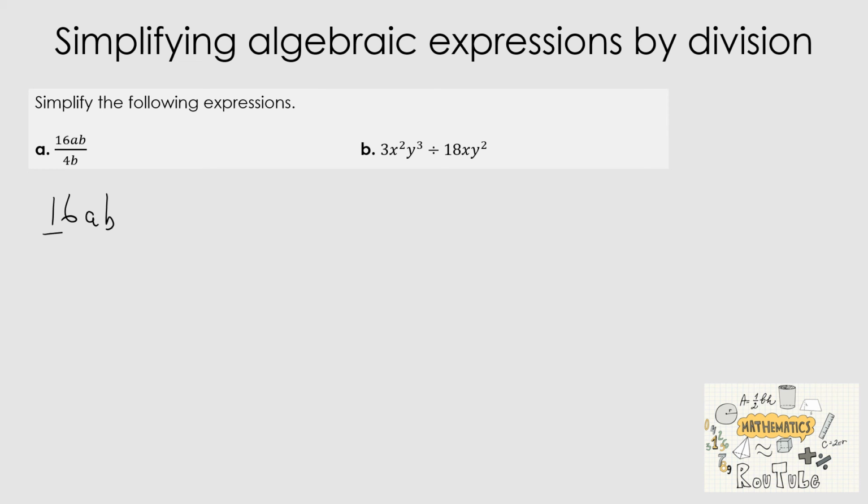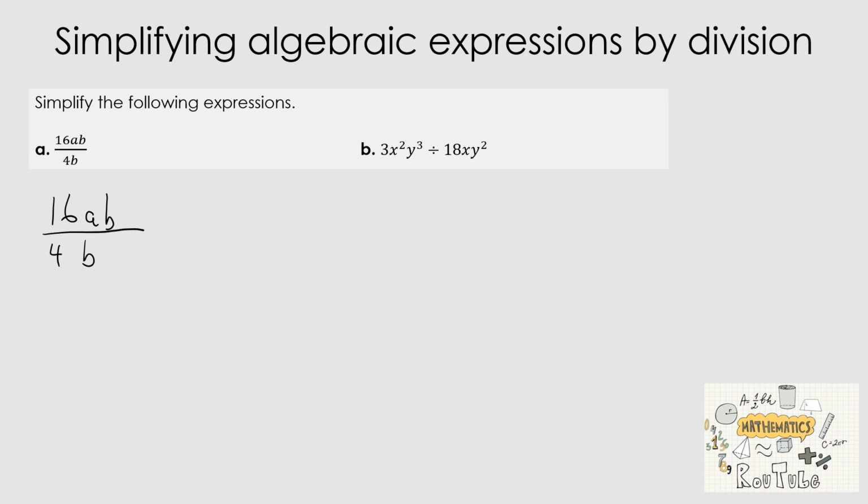So 16ab over 4b. Once again, what we need to do is cancel by finding the highest common factor between the coefficients first. Okay, so your job is to identify what is the highest common factor between 4 and 16.